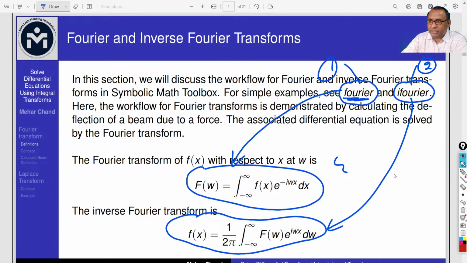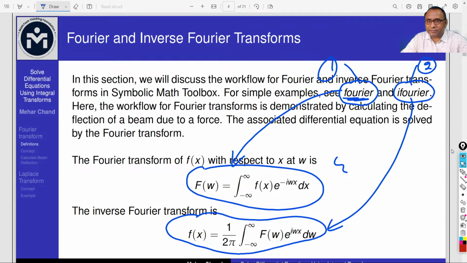While solving the differential equation. Okay, so we need to understand, when we are given a differential equation, what steps are involved to solve the same.